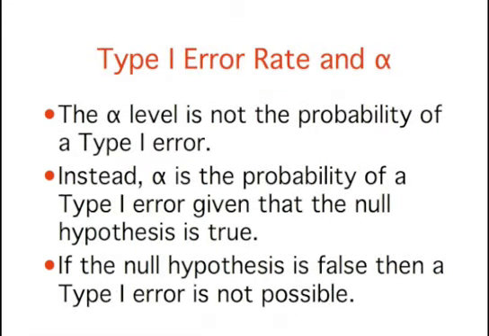The type 1 error rate is affected by the alpha level. The lower the alpha level, the lower the type 1 error rate. It might seem that alpha is the probability of a type 1 error. However, this is not correct. Instead, alpha is the probability of a type 1 error given that the null hypothesis is true. If the null hypothesis is false, then it is impossible to make a type 1 error.